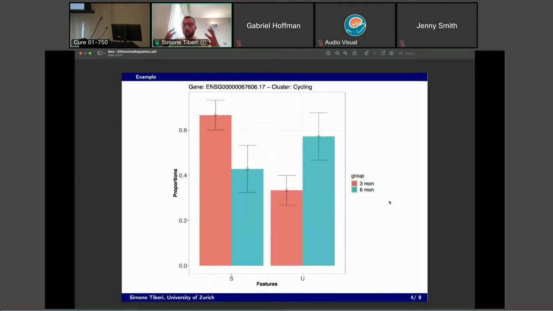Here is an example of the kind of output of a gene that we identify. Here we compare 3 and 6 month brain organoids. And you can see that at 6 months, this particular gene, in this particular cell type, has a higher proportion of unspliced reads. And so we would conclude here that it's being upregulated compared to the other condition. And again, it's not an absolute up or down regulation. It's always a comparison between two conditions.